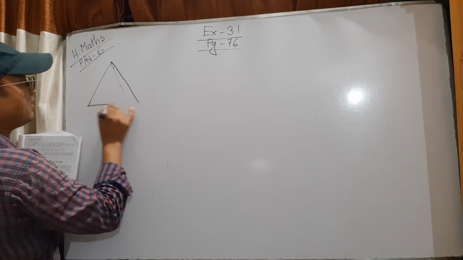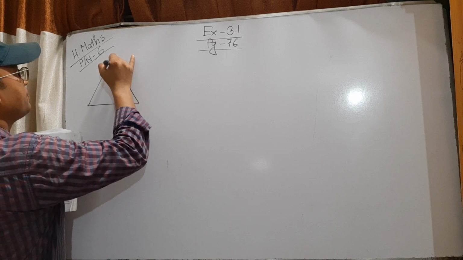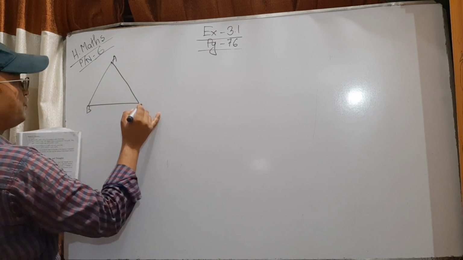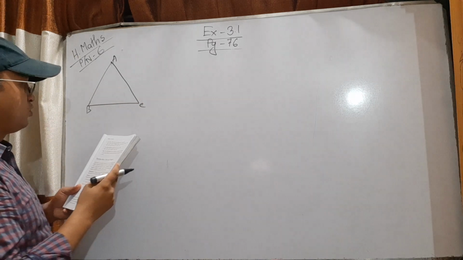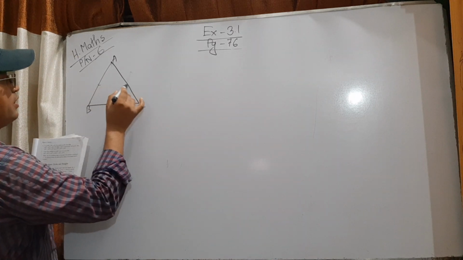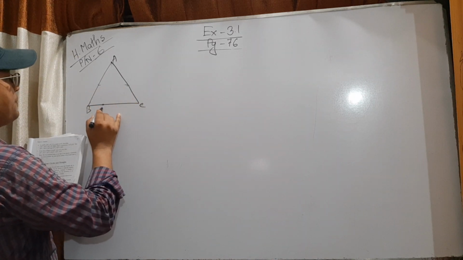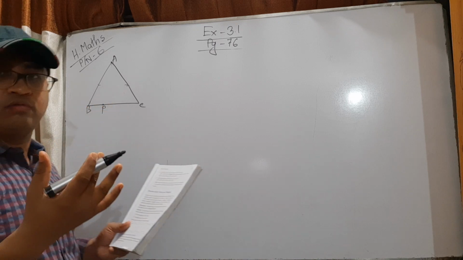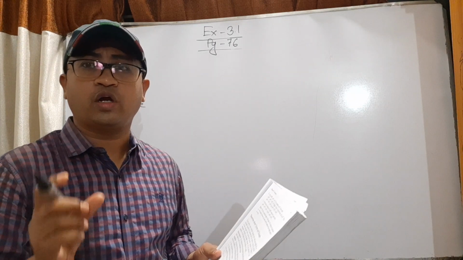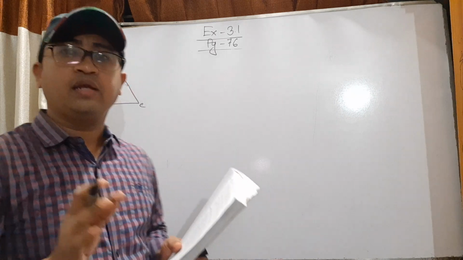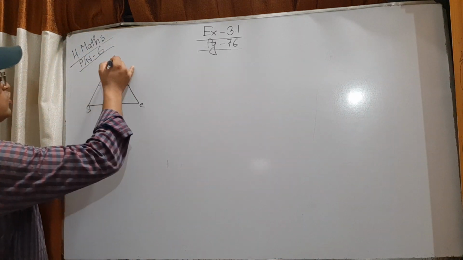So this is a triangle ABC where AB equal to AC. These two sides are equal, and P is a point on it. Anywhere, P is the point on the base BC. Anywhere you can take this. So join AP.